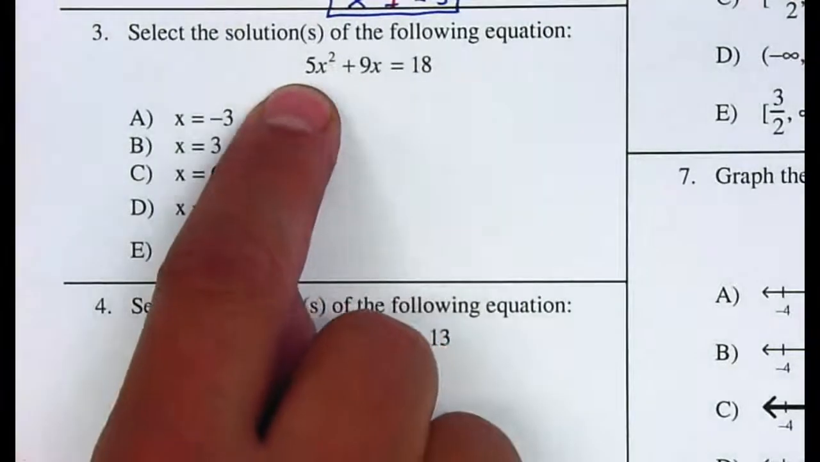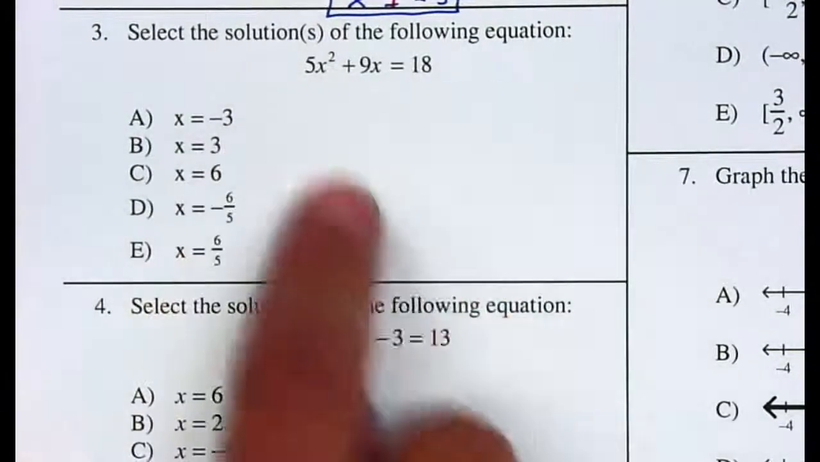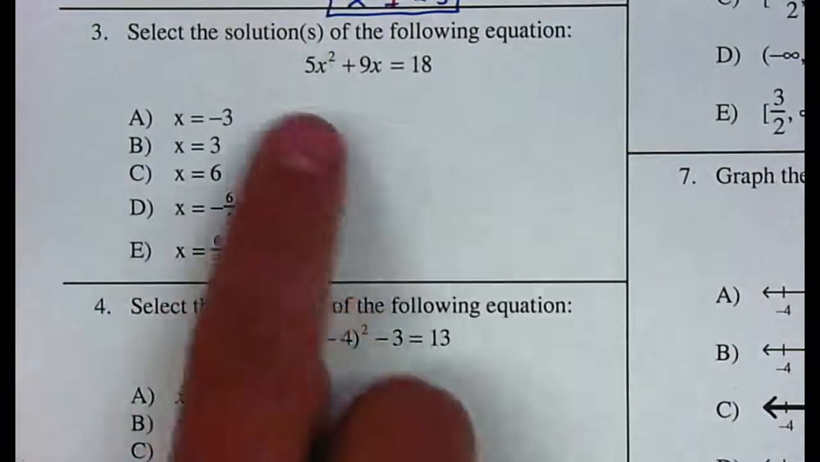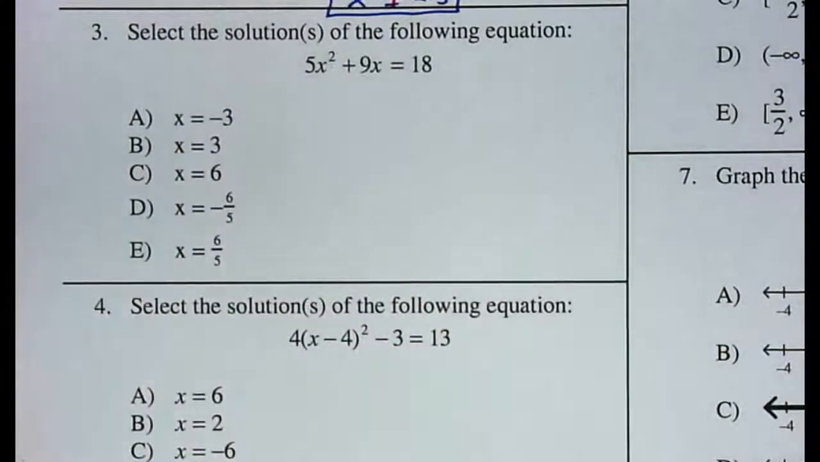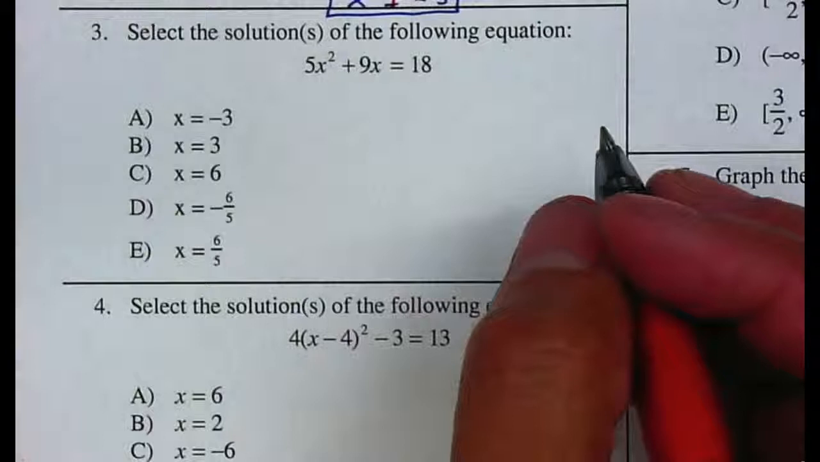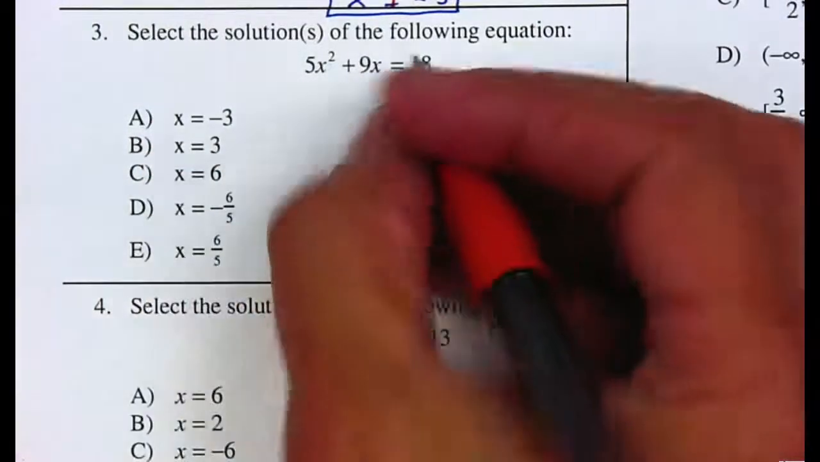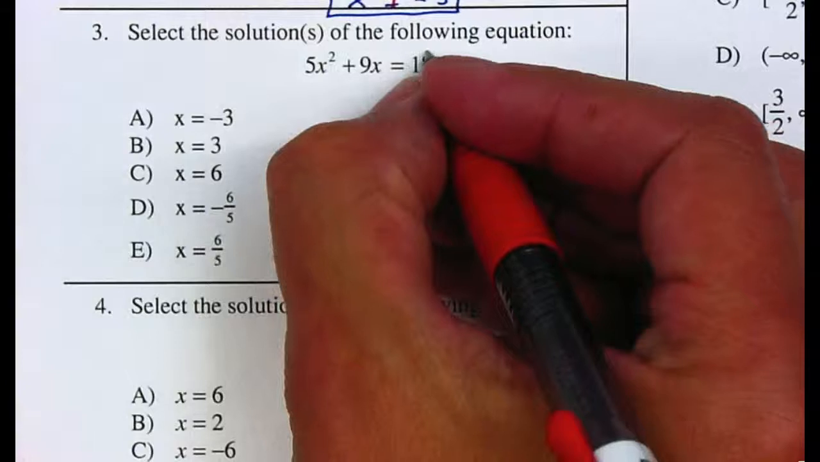There's a leading coefficient, so it will be a challenge to complete the square. But you can also use the quadratic formula. But in this case, the easiest thing to do is to try to factor it. And if you notice, your answers look very nice and neat. They're whole numbers or fractions. So we should be able to factor it.